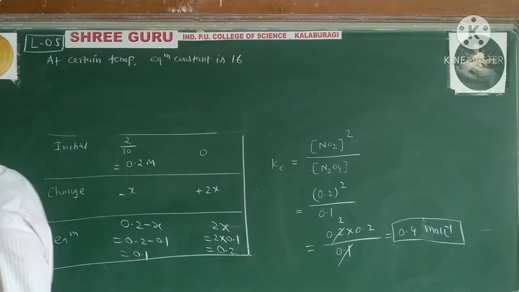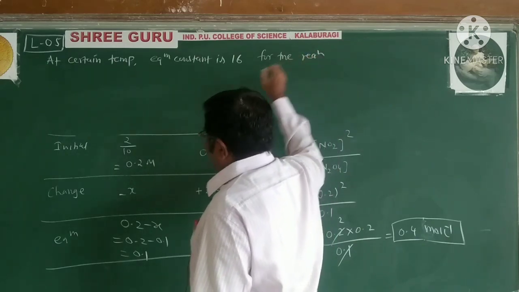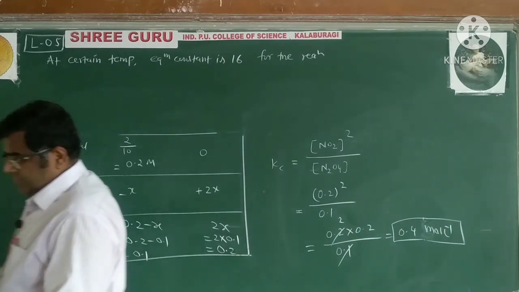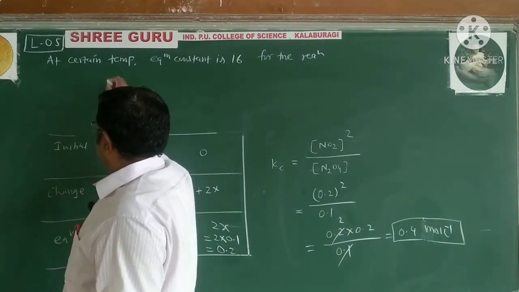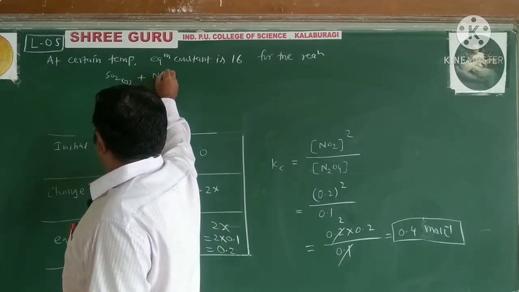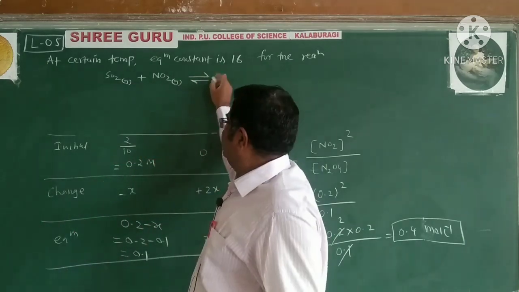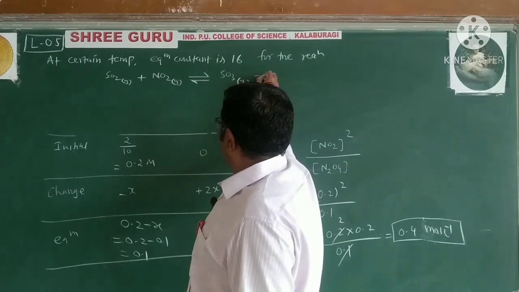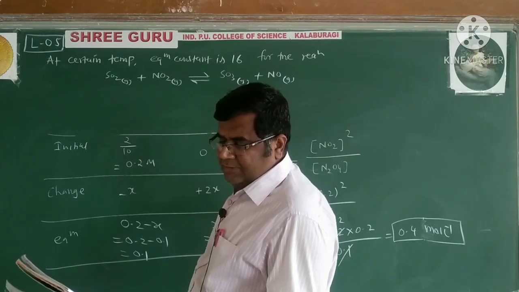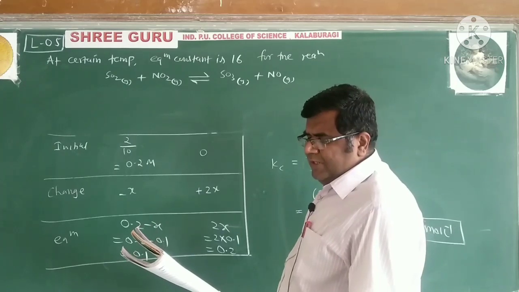For the reaction, one reaction is given: SO2 plus NO2 reversibly gives SO3 and NO, nitric oxide.